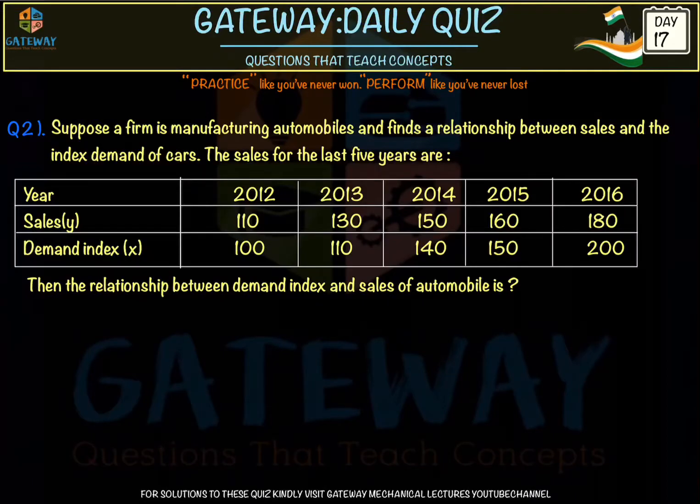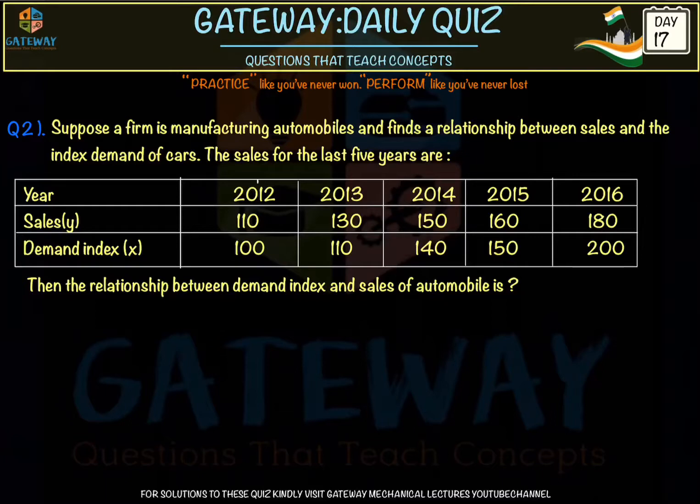And here comes our second question. Suppose a firm is manufacturing automobiles. So there is a company which manufactures automobiles and finds a relationship between sales and the index demand of cars. So it is seeing sales and also index demand, it may be per month, it may be per year. Generally it is given for a year. So index demand of cars, how many cars it is having demand for, and how many sales are happening in a particular year. So here I have given the sales for the last 5 years.